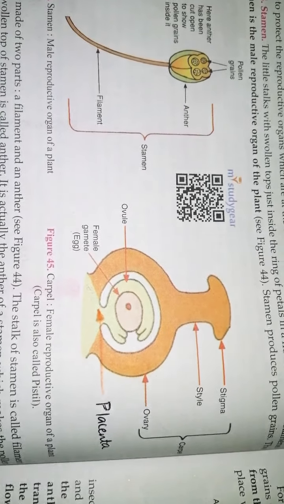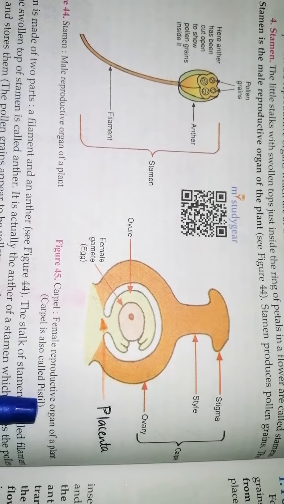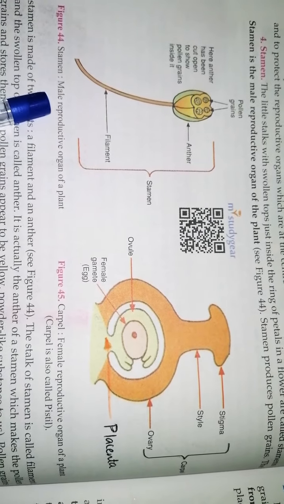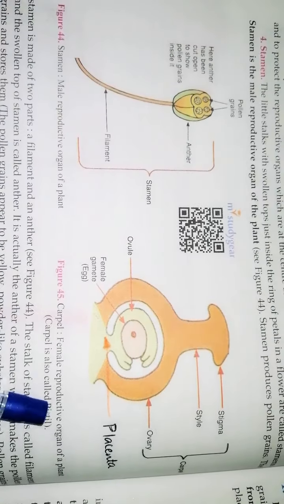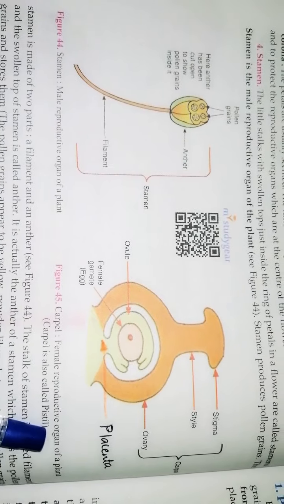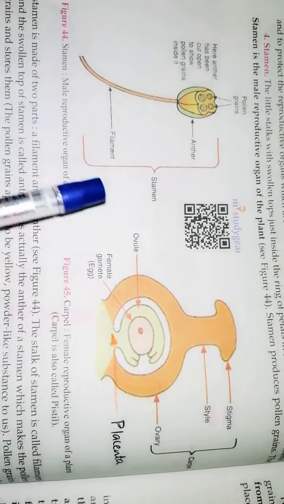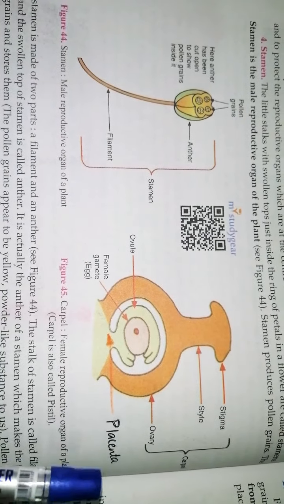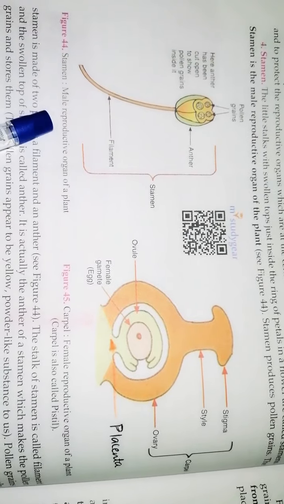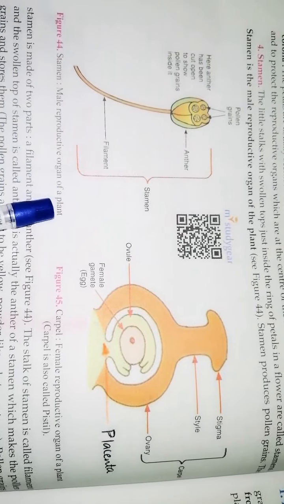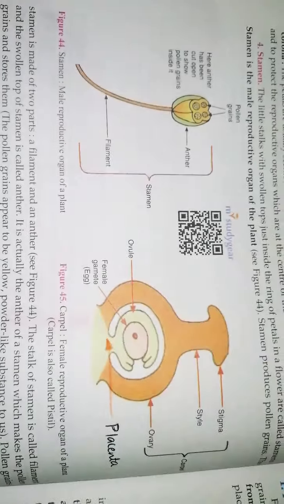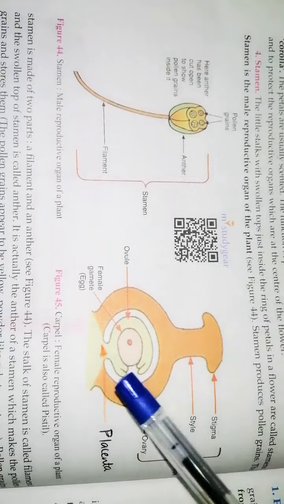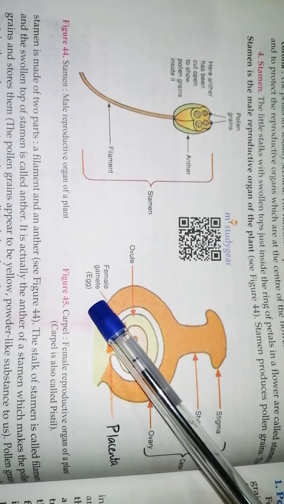Now the reproductive organs are also known as the sex organs. So in flowers we have male and female reproductive organs or sex organs. The reproductive or sex organs are stamen and carpel or pistil. When we are talking about the cells, the reproductive cells or sex cells, or you can say the sex gametes, then we will call them pollen grains and ovule or egg.